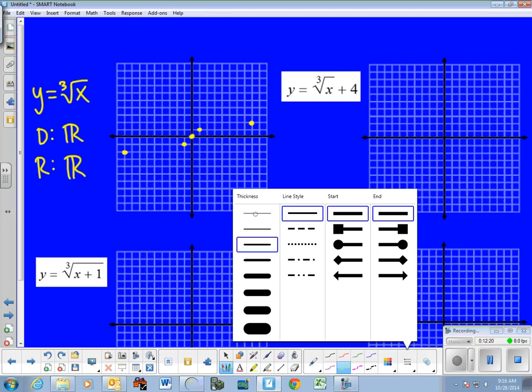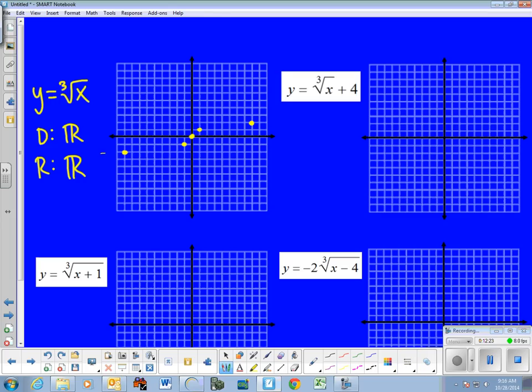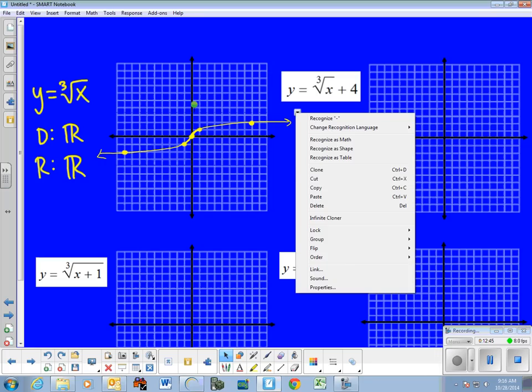So connecting those dots, here's the cube root parent function. I probably should have gotten a little steeper there in the middle. It kind of flattens out and then goes back up, but you get the idea. Now, those same translations that we talked about earlier can be applied to this graph. Let's take our cube root graph and make a copy of it.